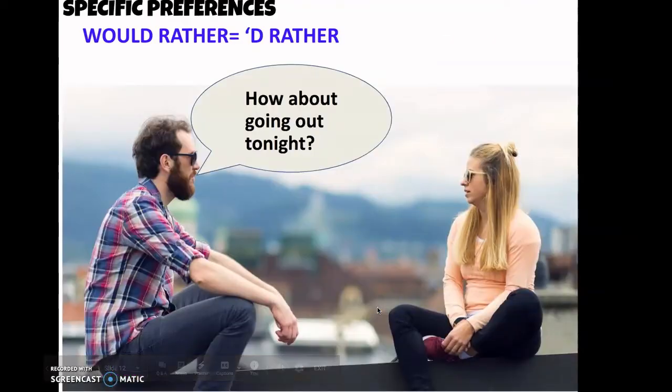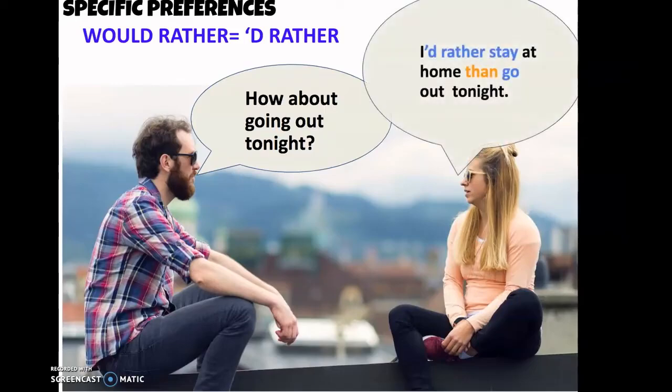Let's take our couple again. "How about going out tonight?" And then you could say it. Let's see if you have good memory. She should have said, "I'd rather stay at home than go out tonight." Again, I would rather plus bare infinitive, but then pay attention, this is very important, the second part. In the second part you are only using than and a bare infinitive, without repeating rather. It's not rather than, but simply than. I would rather stay at home than go out tonight.